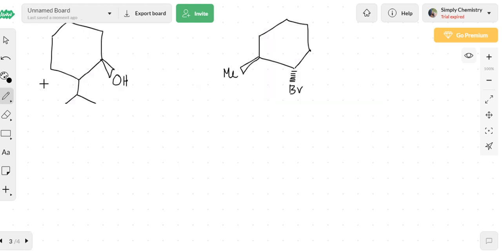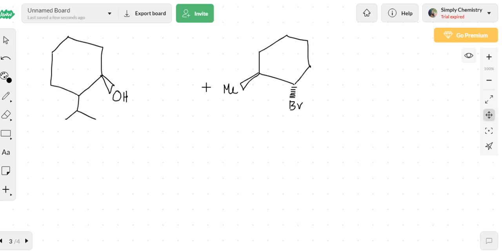So now we have learned how to assign the RS configuration. So let us try applying it to the molecules. Let us see the first example. You could see that there is only one chiral center, so you should assume that a hydrogen is projected behind. So let us give priorities first.